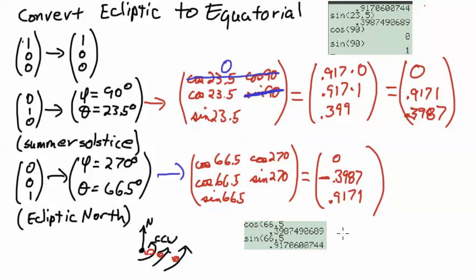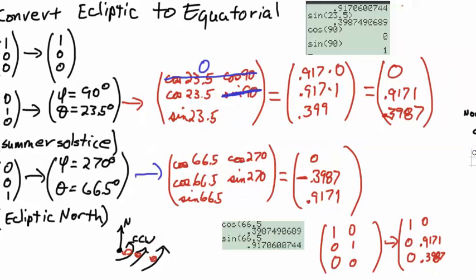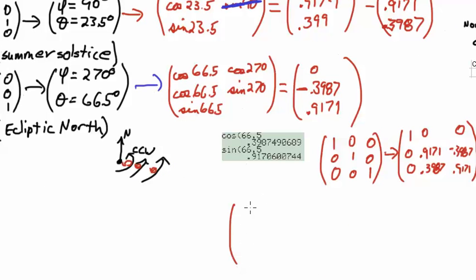So here's something you can do with this. If I'm mapping 100 to 100, and I'm mapping 010 to 0, 0.9171 and 0.3987, and I'm mapping 001 to 0, negative 0.3987 and 0.9171, this is actually a transformation matrix. And given the orthogonal coordinates of any constellation or point in space, I can actually apply this in ecliptic coordinates.